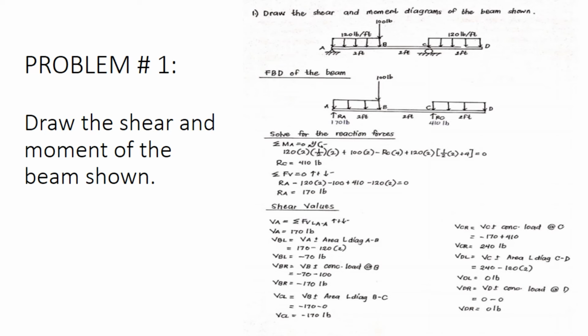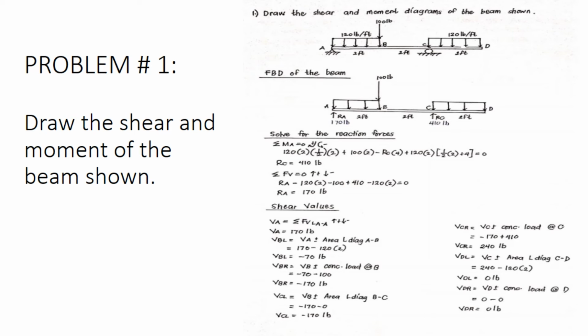We then proceed in solving for the shear values. So for VA, which is equal to RA, we get the answer of 170 lb. For VBL, the value of VA minus the area of the load diagram of AB, we get the answer of negative 70 lb. For VBR, the value of VB minus the concentrated load at B, which is equal to negative 170 lb.